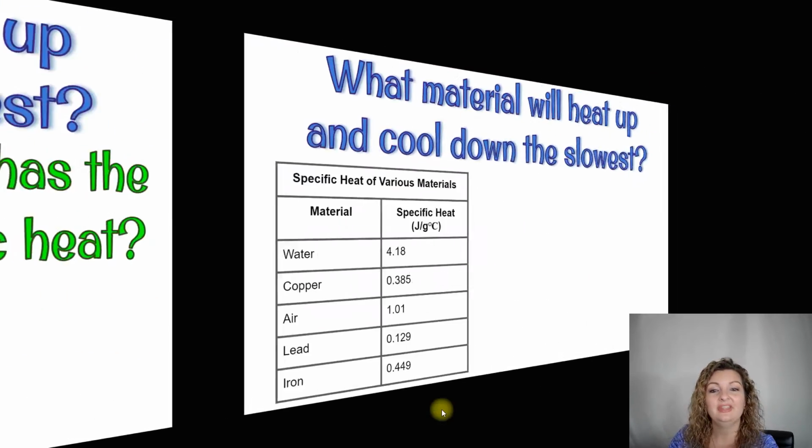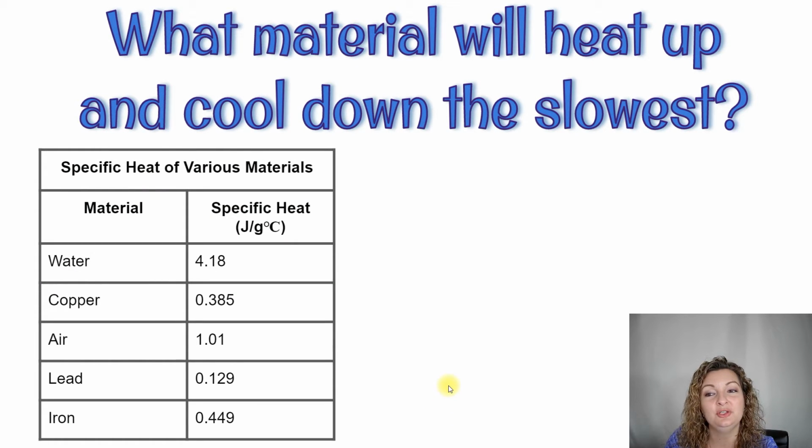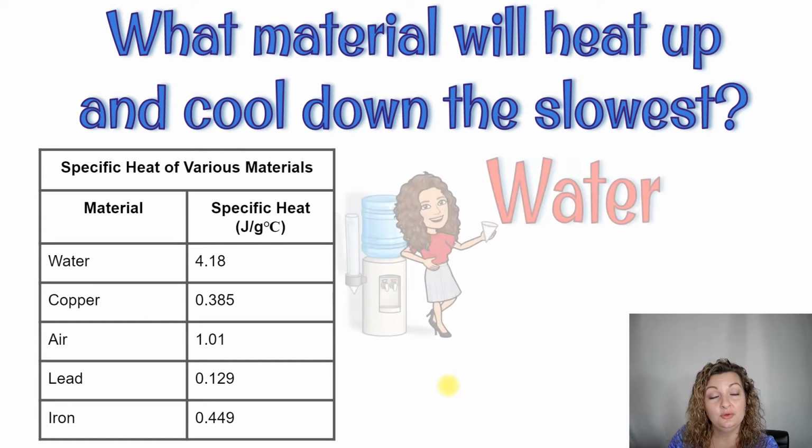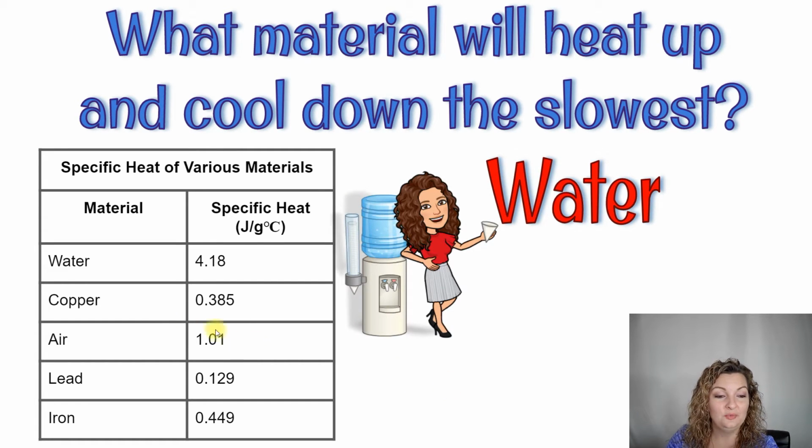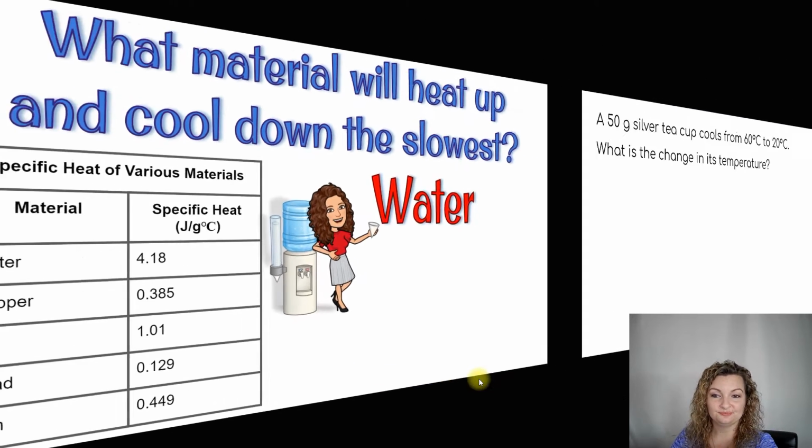Now this one says, what material will heat up and cool down the slowest? So this is just the opposite, right? So we're really looking for the highest specific heat on this data table. And if you look through this, you're going to see that it is water. And water has 4.18 joules per gram degree Celsius. So it's definitely the highest number, highest specific heat. Water will take the most amount of thermal energy to heat up or cool down.